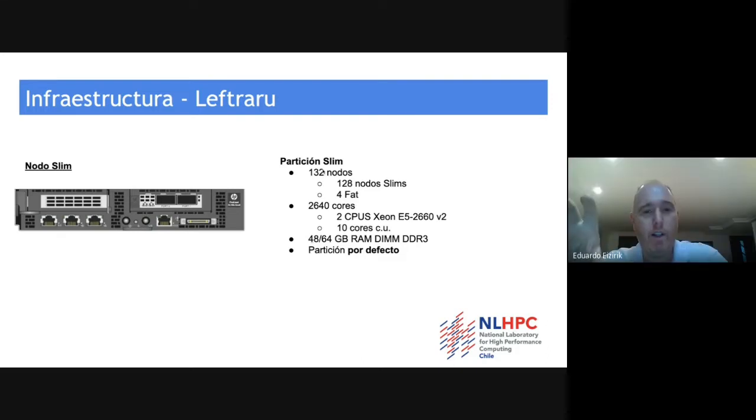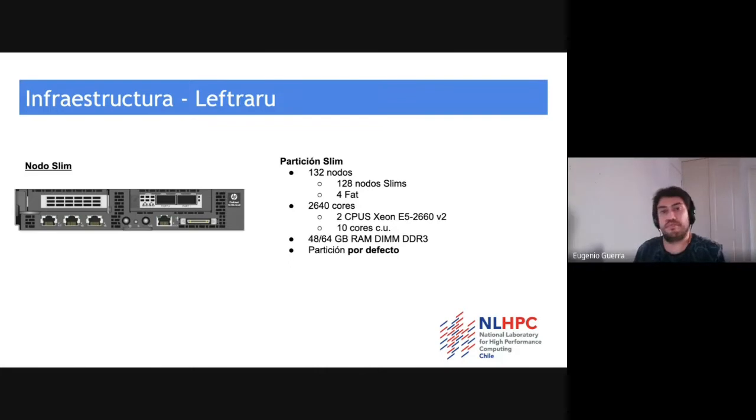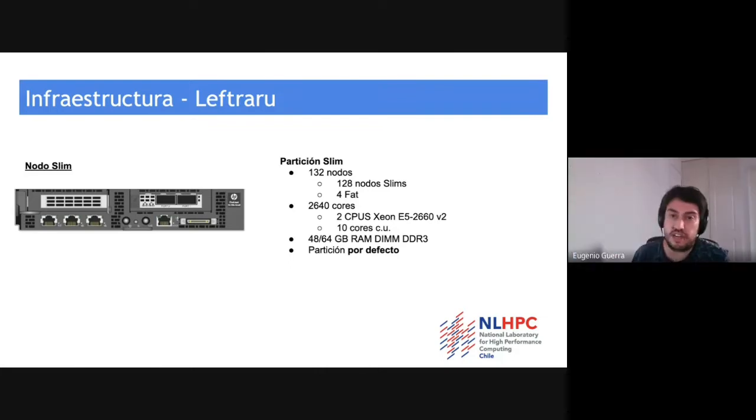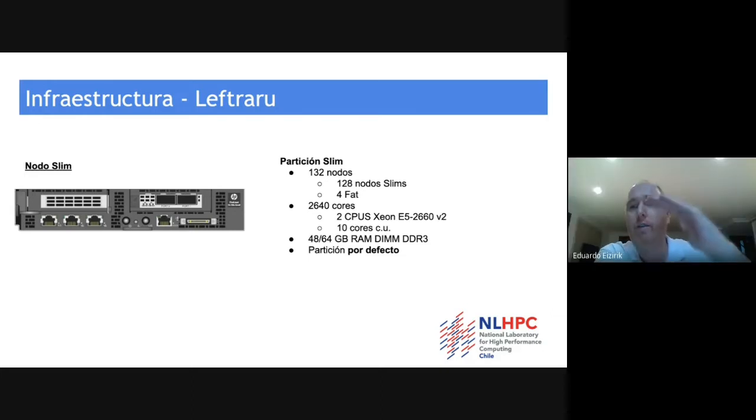Let's stay with the hardware before the RAM. Each node has 2 CPUs inside, and each CPU has 10 cores. Yes, so it's like several layers, right? That's why I think it's hard for the students to follow. So you have 132 servers. Each server has 2 CPUs. Each CPU has 10 cores, right? That's why we have 20 cores per node.